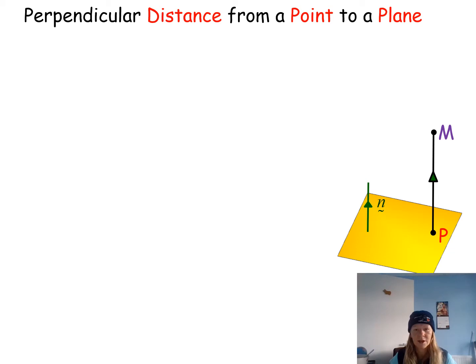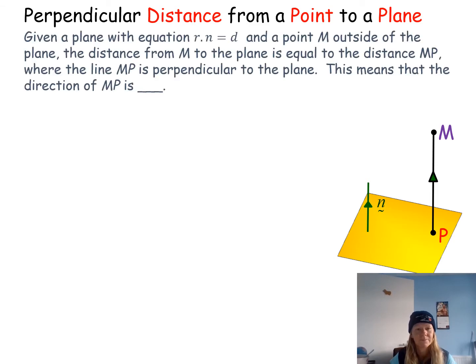So, perpendicular distance from a point to a plane, in other words, the shortest distance is always the perpendicular distance. So here's your point, here's your plane. We need to find the distance between P and M, and that's a perpendicular distance, it's at a perpendicular angle to the plane. This little n thing, you should know that, that's also a vector perpendicular to the plane.